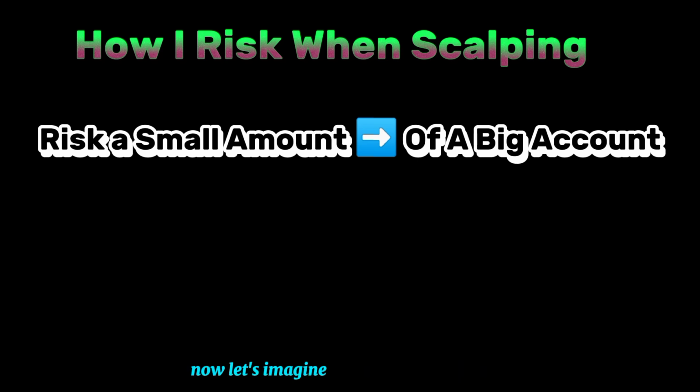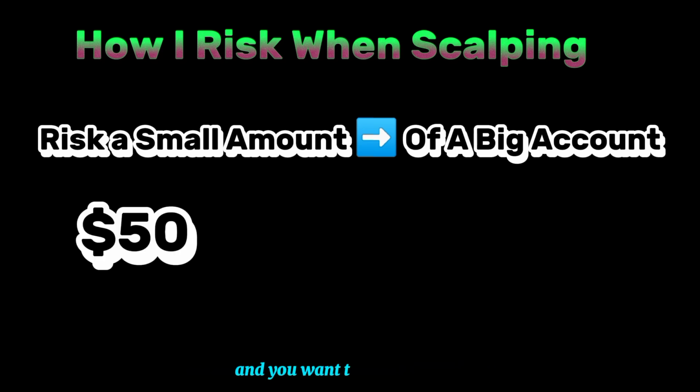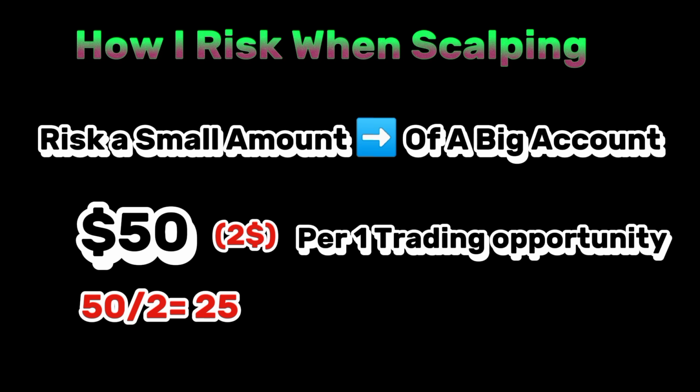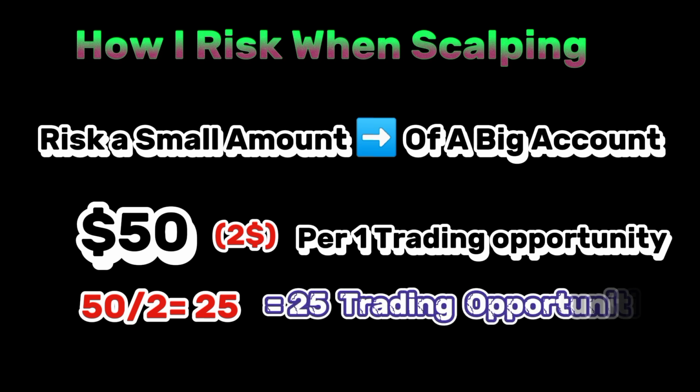Now let's imagine you have a $50 account and you want to start scalping. You only want to risk a small amount of the $50 per one trading opportunity. Let's do a quick maths. If we divide 50 by 2, it will give us 25. That means you can scalp 25 trading opportunities with a $50 account.